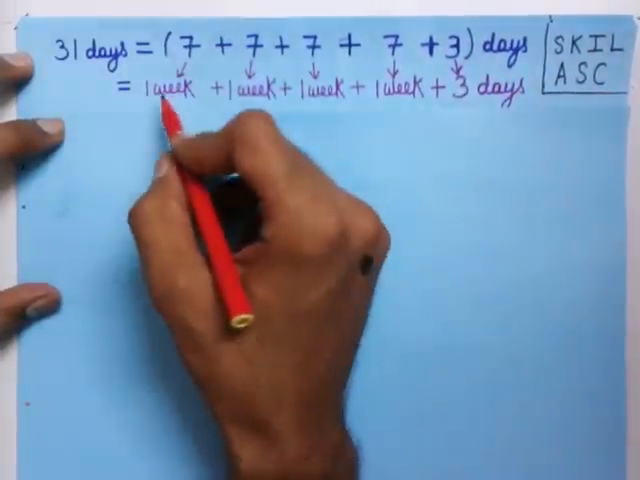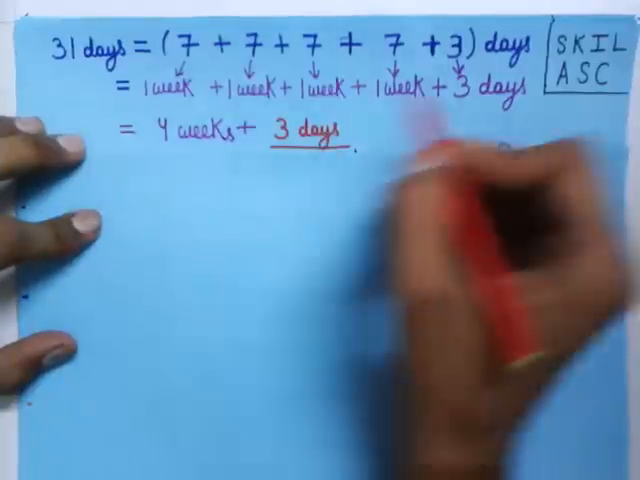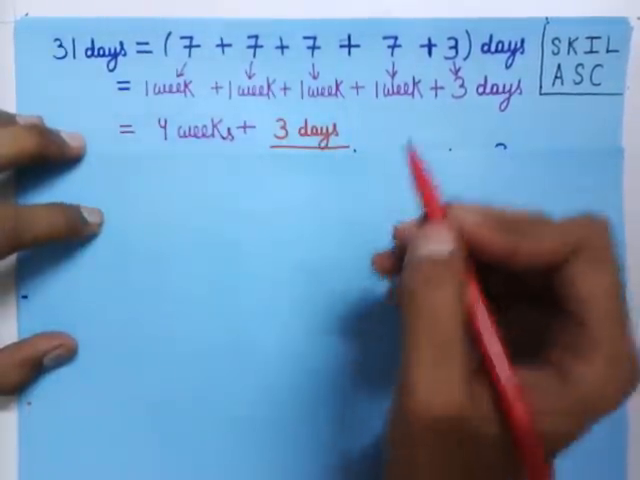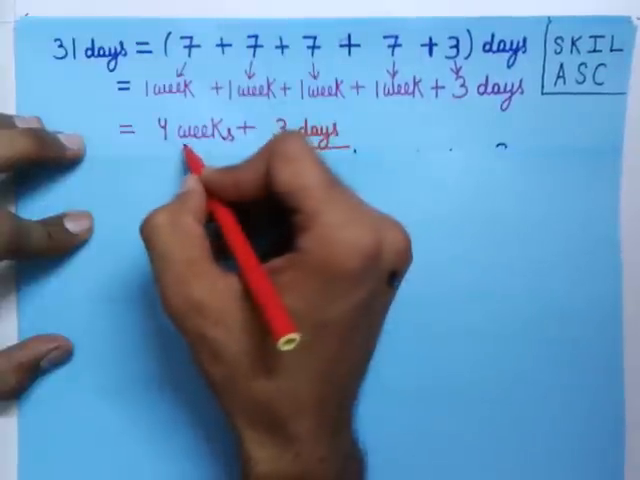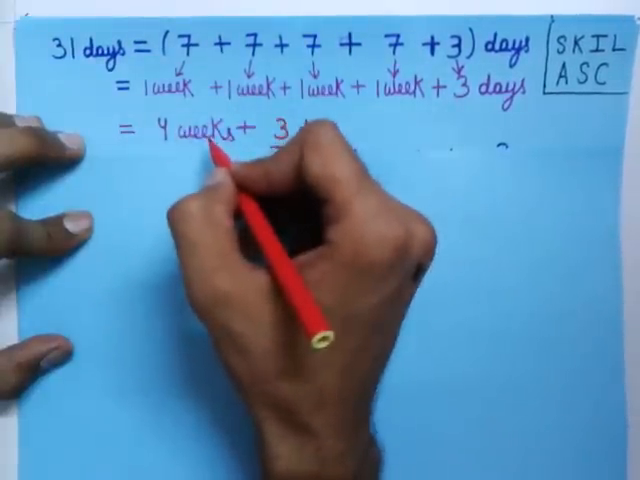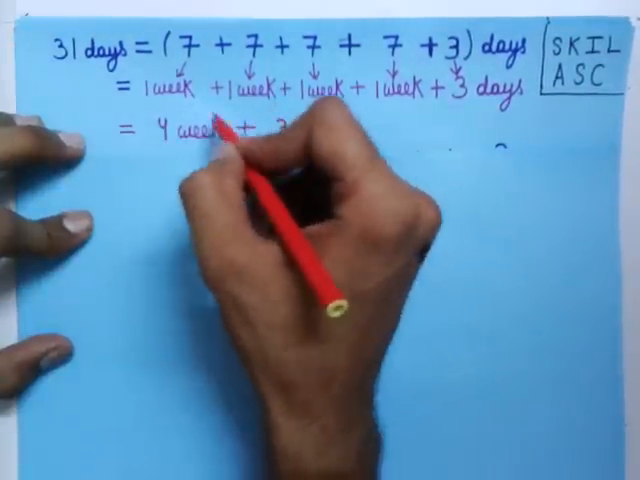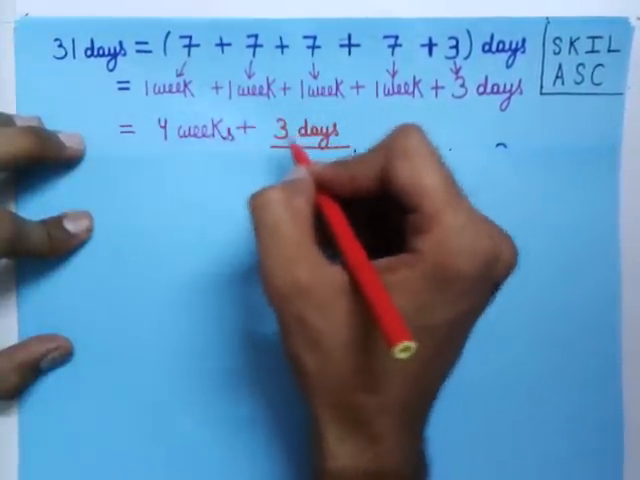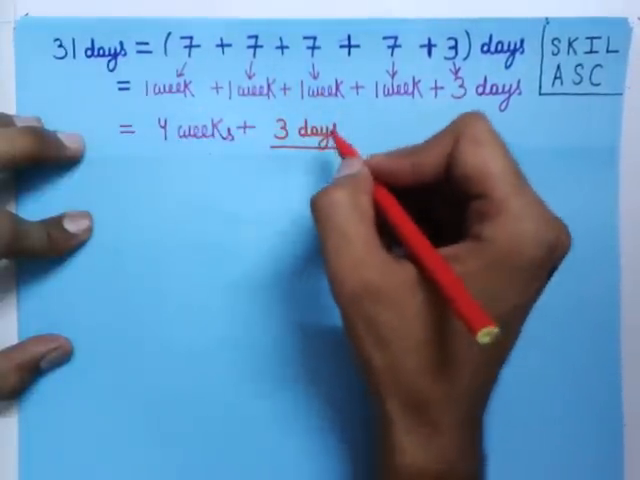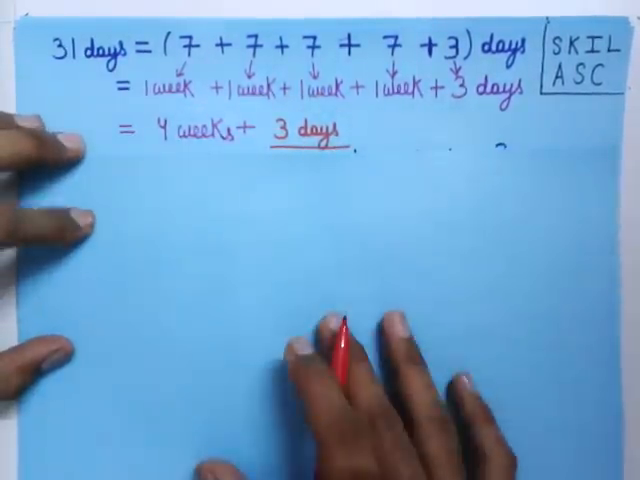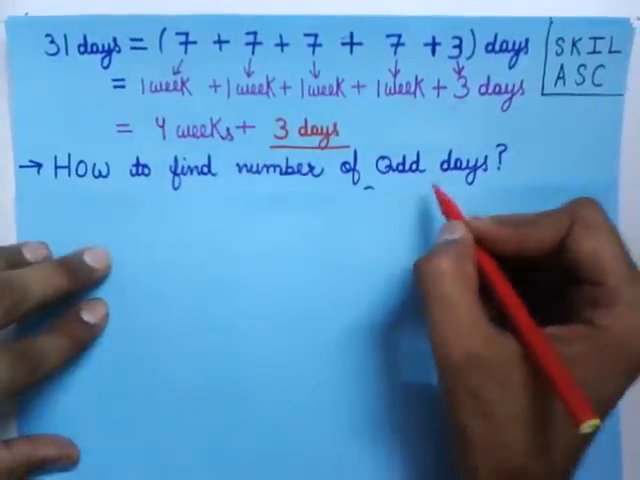Now we have a total of 1, 2, 3, 4 weeks. So we have 4 weeks and 3 days. We can see that these 3 days are left out of these weeks, or we can say these 3 days are extra, which are out of these weeks. These 3 days are not included in these weeks. So these 3 days are called odd days. Now the question is how to find the number of odd days.